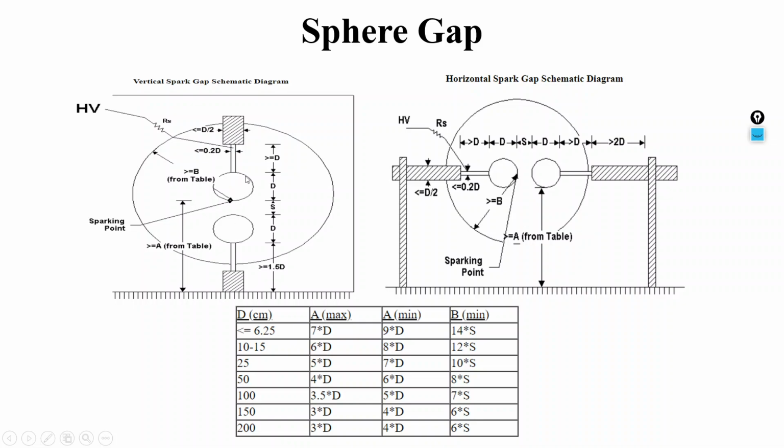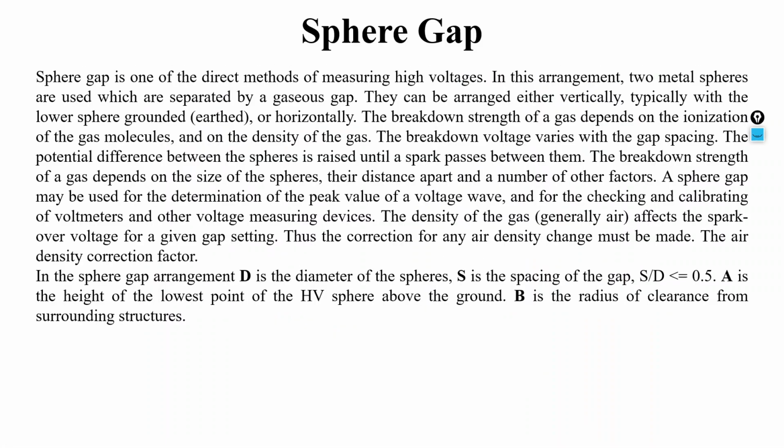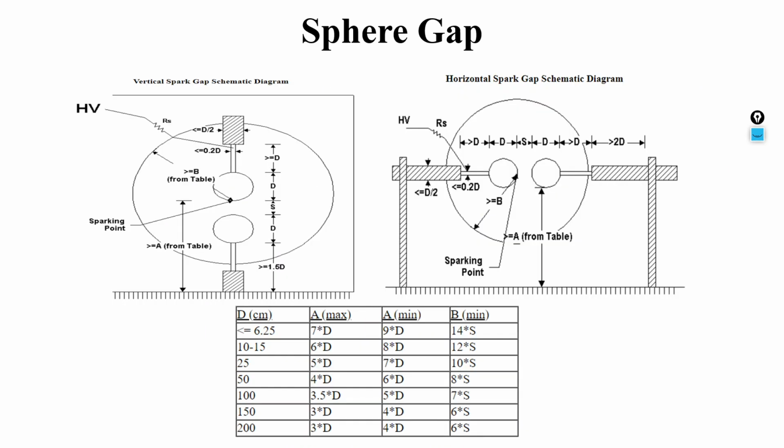So d is the diameter, s is the spacing between the two spheres, a is the height from the ground for the upper sphere, and b is the spacing between the sphere and the metallic support wall. The standard dimensions are given in this table.